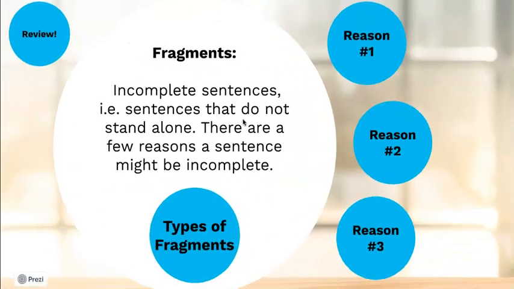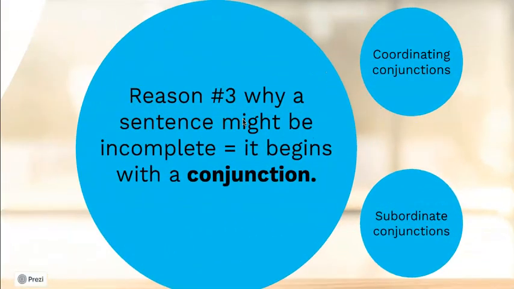And then there's a third reason. So if the sentence begins with a conjunction, it can create an incomplete sentence, right? So sometimes people think that so long as a sentence has a subject and has a verb, it's automatically a complete sentence. But if your sentence begins with a coordinating conjunction or a subordinate conjunction, which I talked about a little bit in my video about run-on sentences, if it starts with those, it can create an incomplete sentence, a fragment.